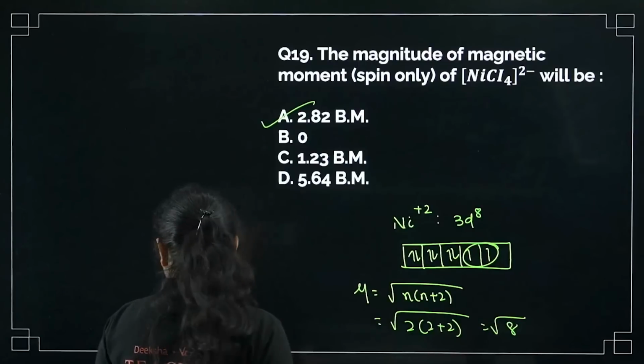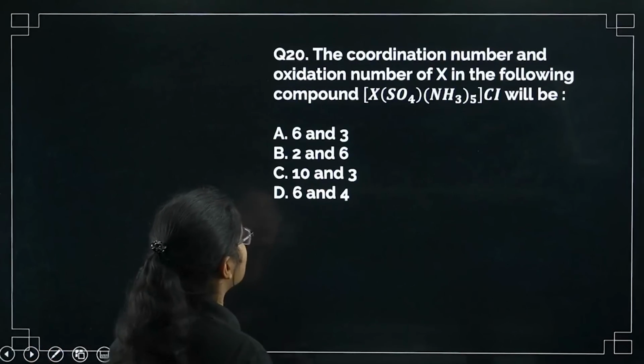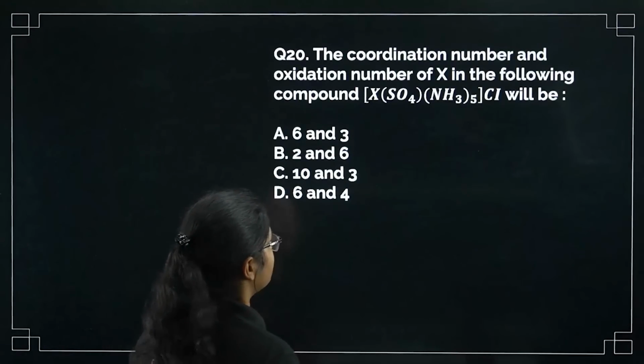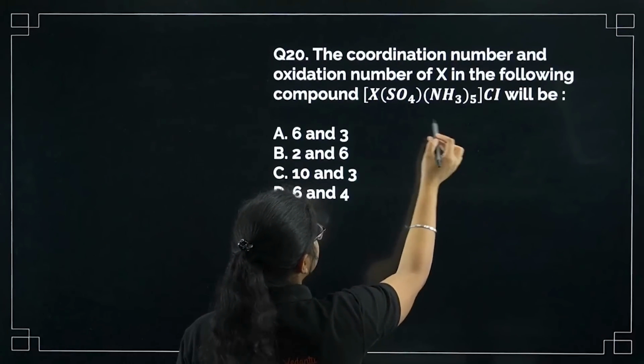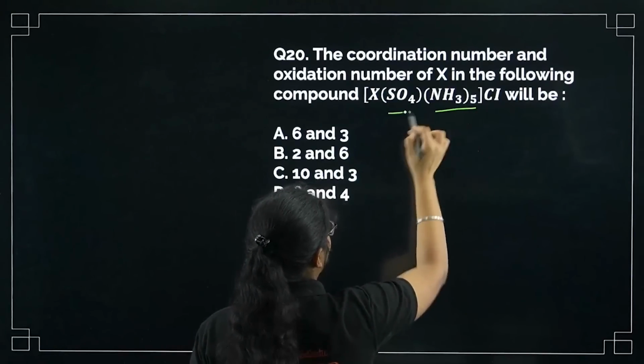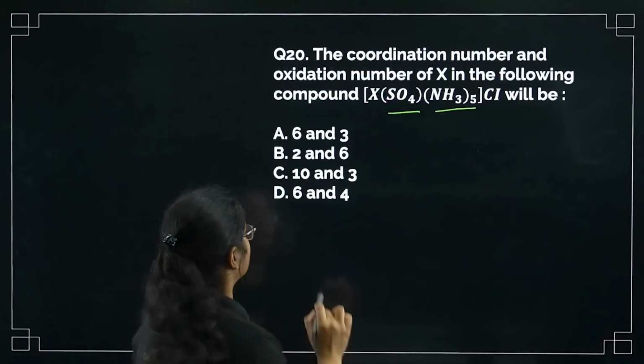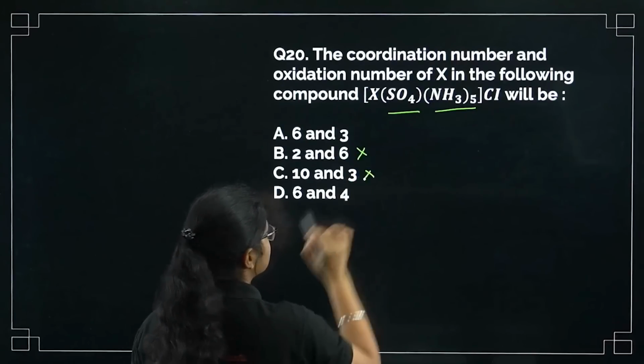Okay. Next question is the coordination number and the oxidation number of X in the following compound. So if I first find the coordination number, here there are 5 ammonia and 1 sulfate. So it is forming a total of 6 bonds. So the coordination number will be 6. So I can eliminate these 2 options.